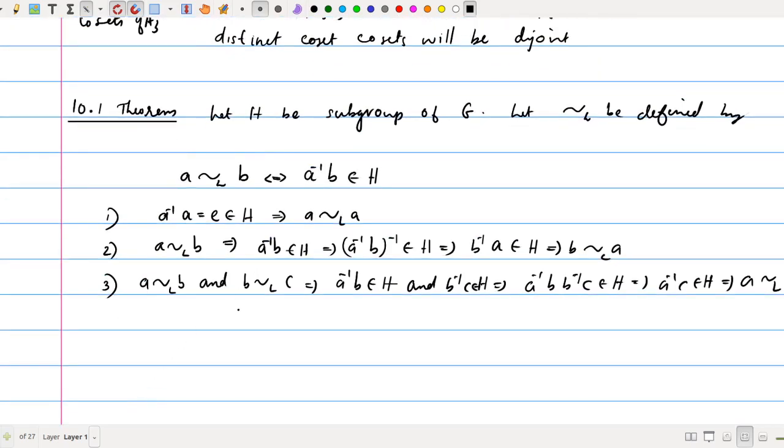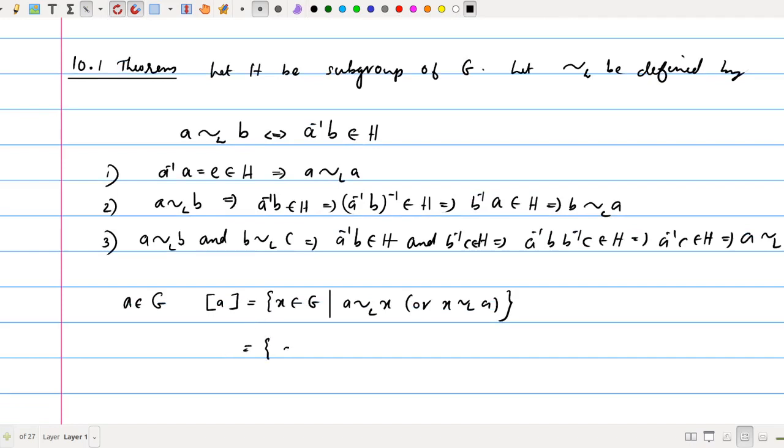So this relation gives a partition for the whole group G. First of all, you observe the equivalence class of this relation, the equivalence class of A. So if we choose A belongs to G, then you can consider the equivalence class. I denote the equivalence class of A as this. So this is the set of all X belongs to G such that A is related to X or X is related to A. If you observe all these elements, then you can see that this X takes the form: X belongs to G such that A is related to X or X is related to A, means this A inverse X is an element of that H.